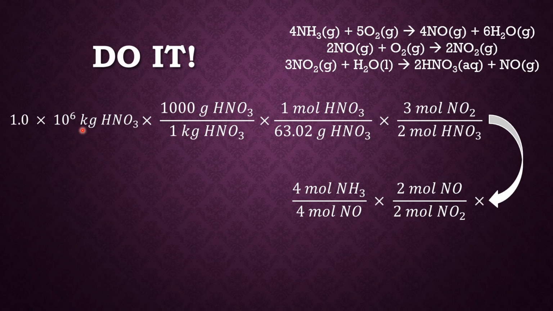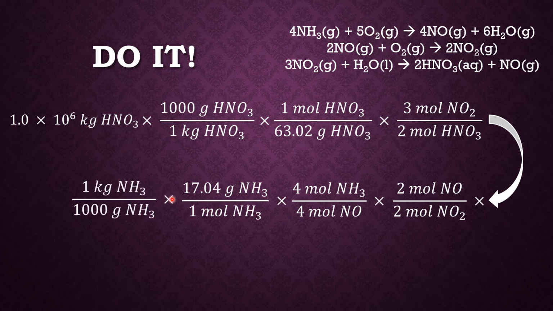So we can go from moles to mass, or moles to grams, using our molar mass. So 1 nitrogen is 14.01, 3 hydrogens are 1.01 each, so that's 17.04 grams per 1 mole of ammonia. And in order to make this number more manageable, you've got kilograms here. So we're going to convert this into kilograms. So 1,000 grams per kilogram, or 1 kilogram per 1,000 grams. There we go.